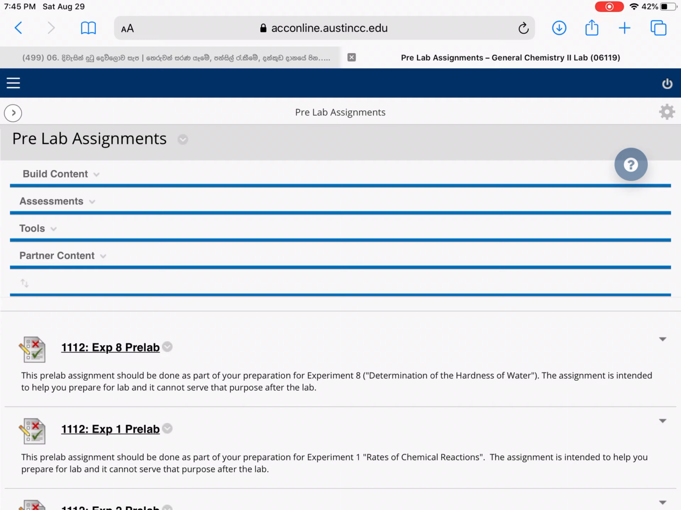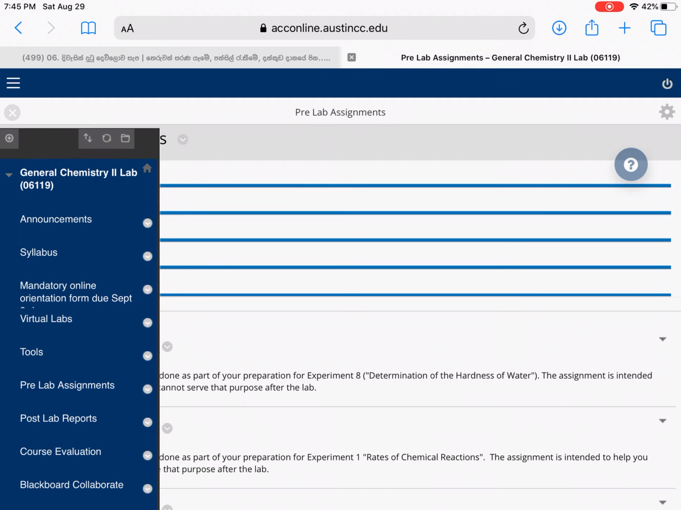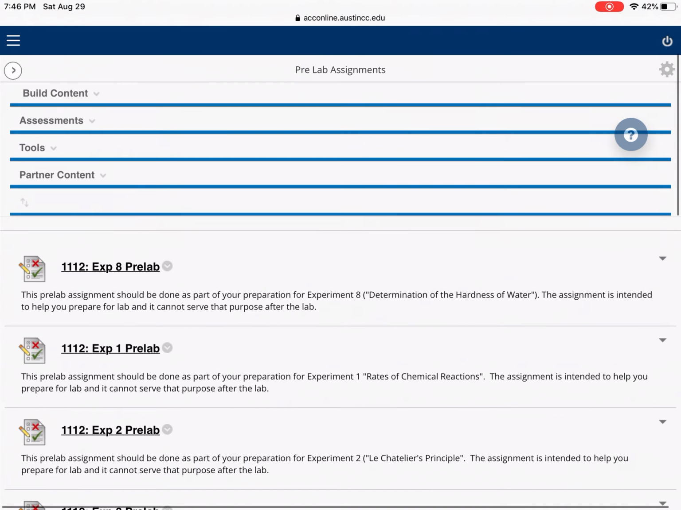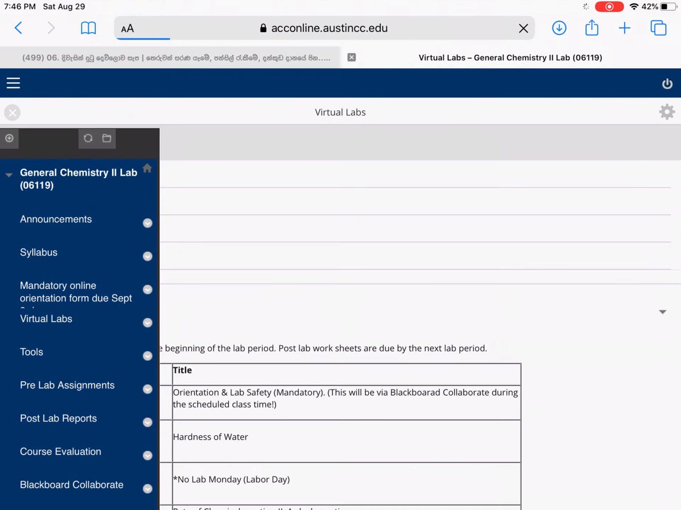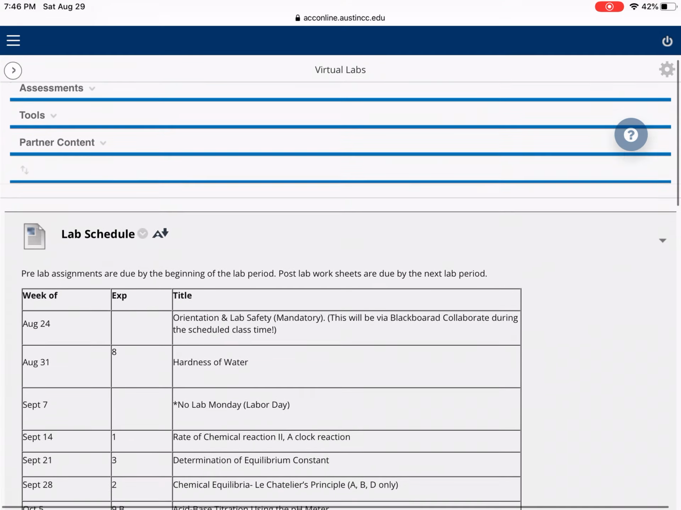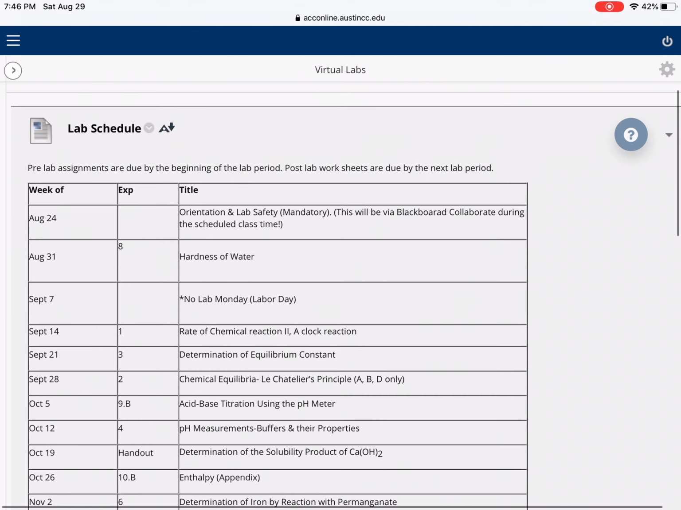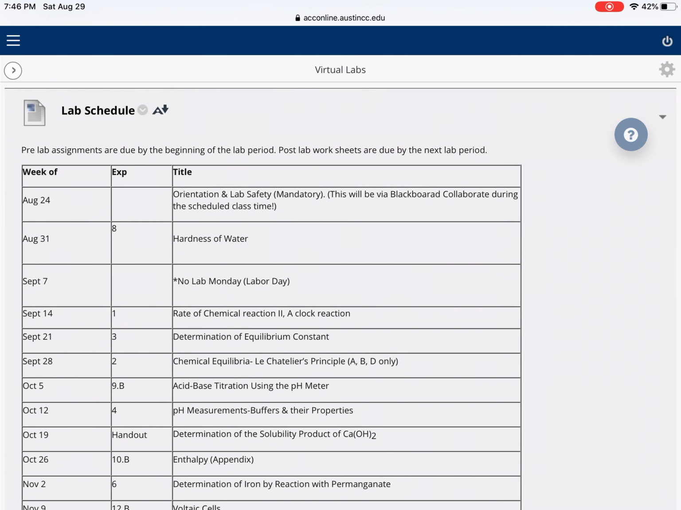And if you want to find out where you find the due dates and also the schedule of the labs, you can go to virtual labs. Where is the virtual labs? Over here. So if you go to this side, you will see the lab schedule, and at the top you will see pre-lab assignments are due by the beginning of the lab period, and then the post-lab worksheets are due by the next lab period.